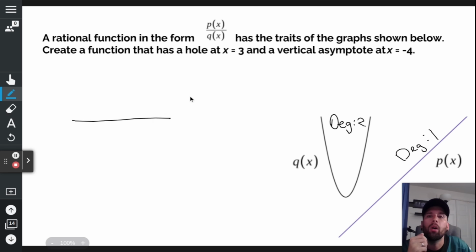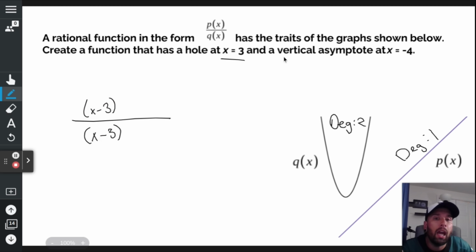P of x appears to be linear, so the degree is going to be 1. All right, so let's start out with the hole. If I have a hole at 3, that means down here I have x minus 3, and up here I have x minus 3. And if it has a vertical asymptote at x equals -4, then down here I have x plus 4. The quadratic is degree 2. There's 2 x's. And the linear is degree 1. There's 1 x, and I'll just throw an f of x in front of it, and that should do it.